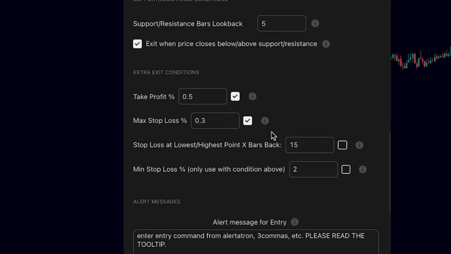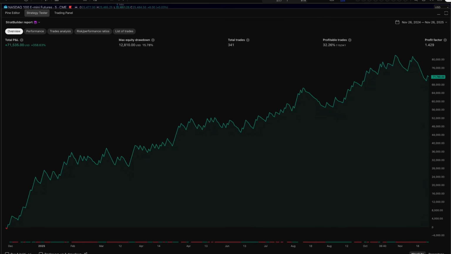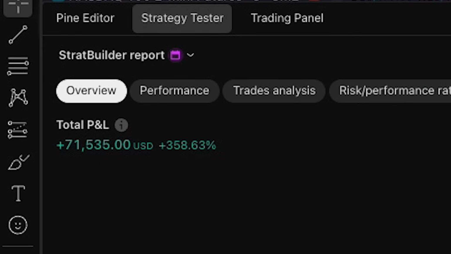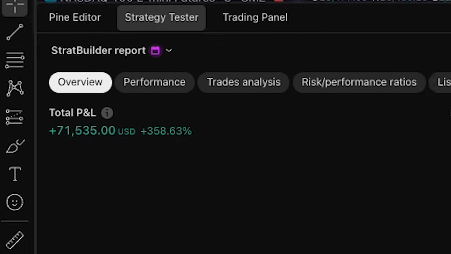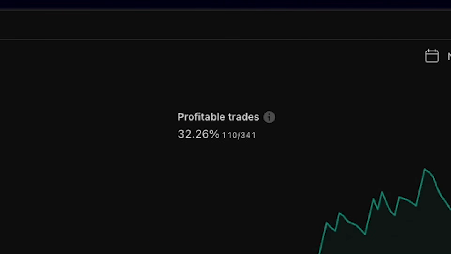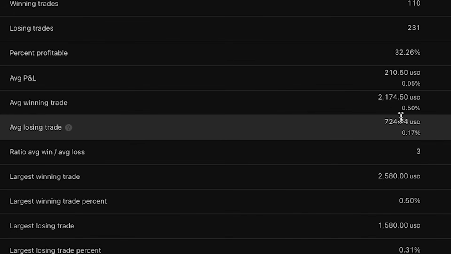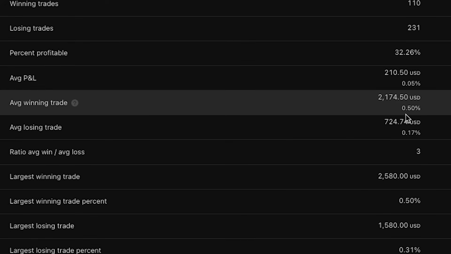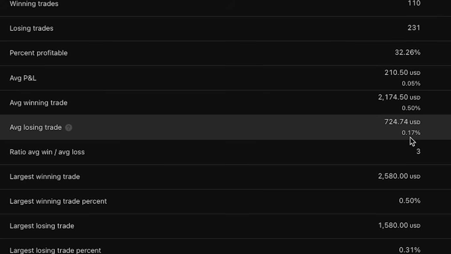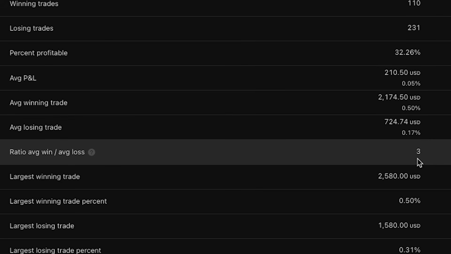The strategy builder will then give us an instant backtest, and if we look at the results over the past year, we see a 350% total P&L gain with a smooth equity curve. The win rate is only 32%, but again, if we go into the trades analysis, we see that the average winning trade is 0.5% and the average losing trade is 0.17%, which is about a 3x risk reward ratio, so that's why it's still profitable.